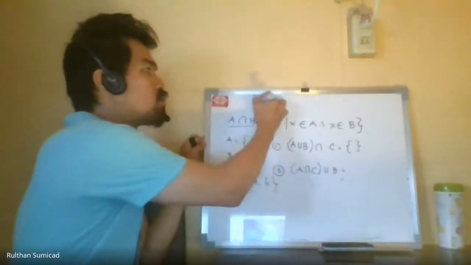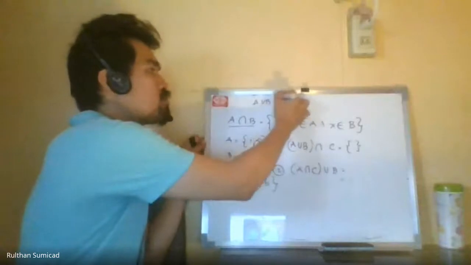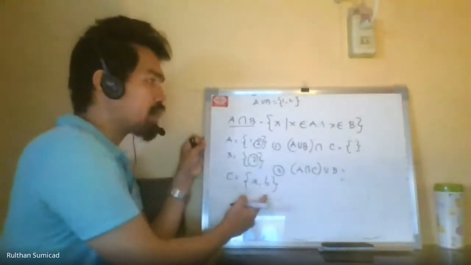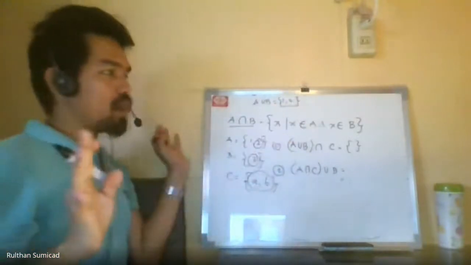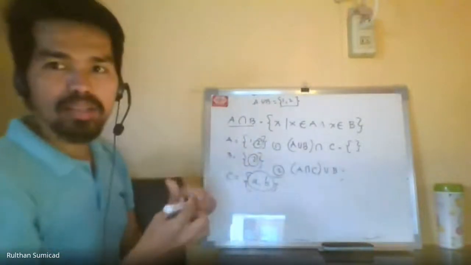Why? Because A union B, the elements are 1 and 2, right? For A and B. And then for C is A and B. But since A and B and this one don't have any common element, therefore the intersection is empty. What about number 2? Let's have Peralta.